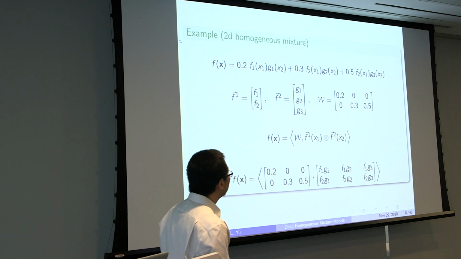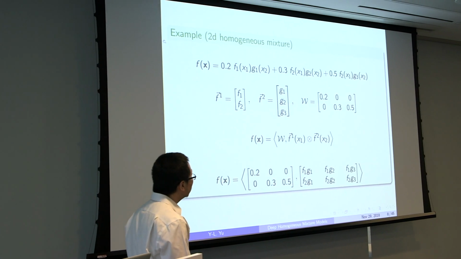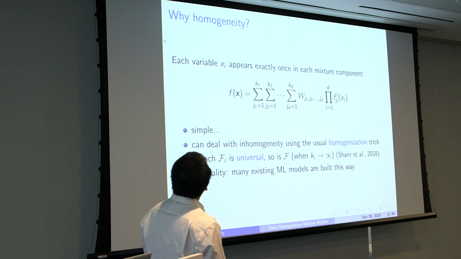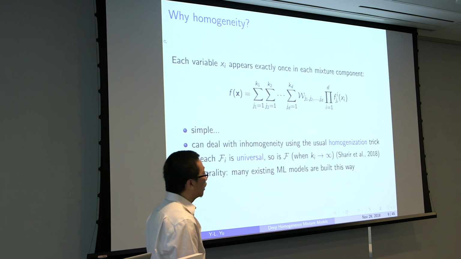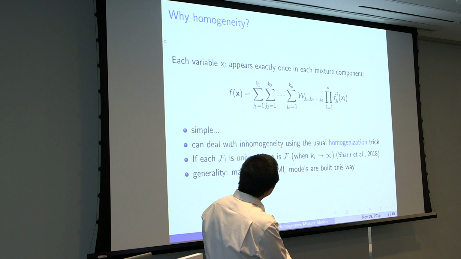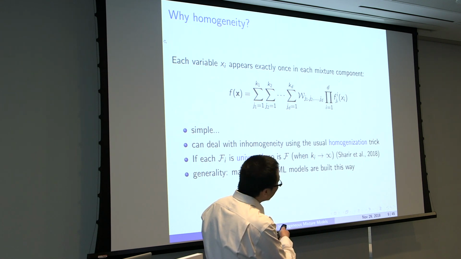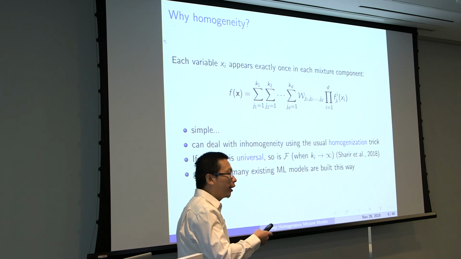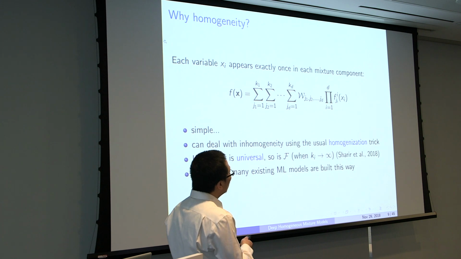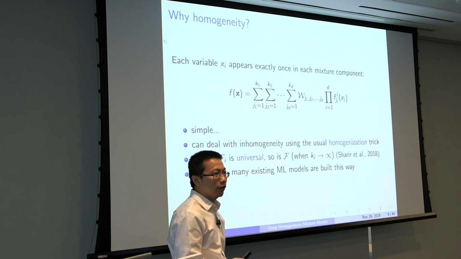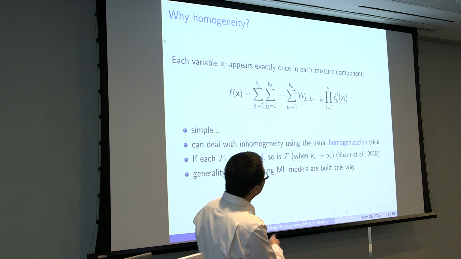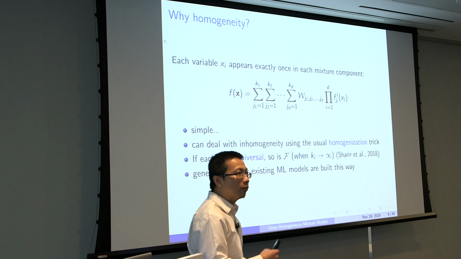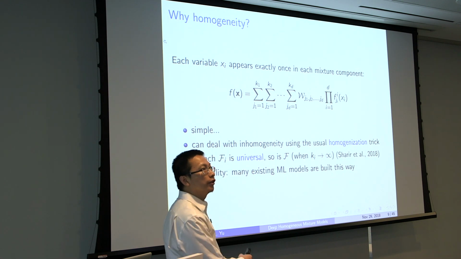Okay, so this is what we mean by homogeneous density mixture. You may have noticed that I call this homogeneous. Why? Because in this formula, if you look at the product for each variable xi, there's only one function that depends on xi. This is what we mean by homogeneous. For instance, if you take this f and remove this x, then what you get is basically a homogeneous polynomial.